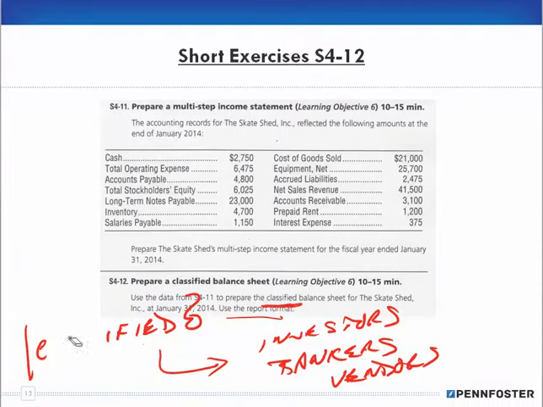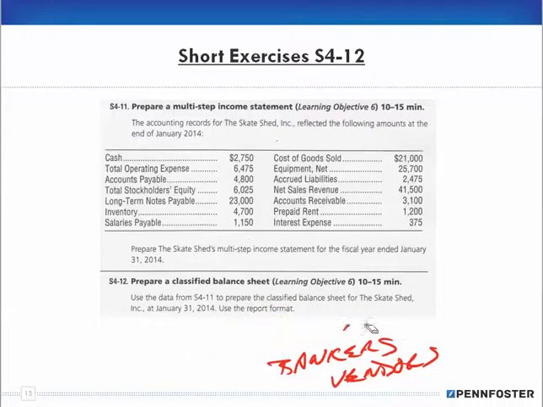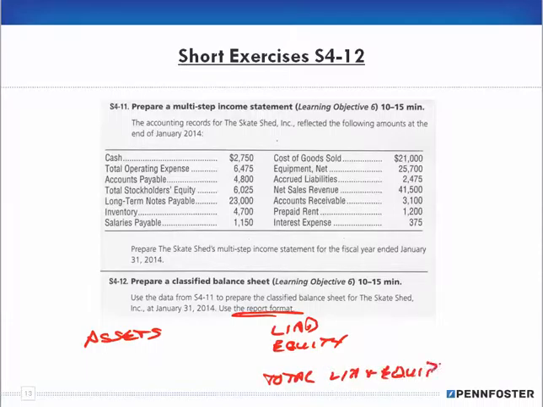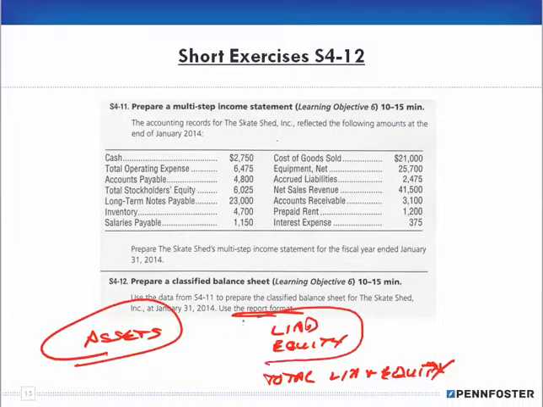The other aspect of this is it says we're going to use the report format. If you've watched the other videos from chapter 2 and 3 and seen other financial statements, you saw that when you're creating the balance sheet, assets would be on the left here, then liabilities and equity would be on the right here, and then you have your total liabilities plus equity. So it's sort of like assets on the left, liabilities and equity on the right.